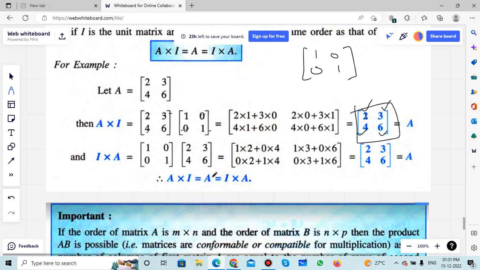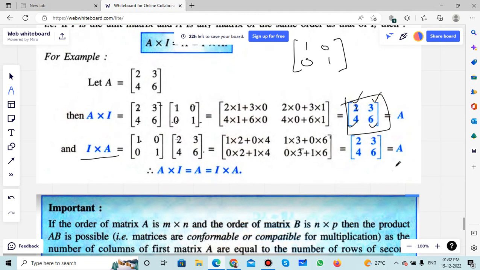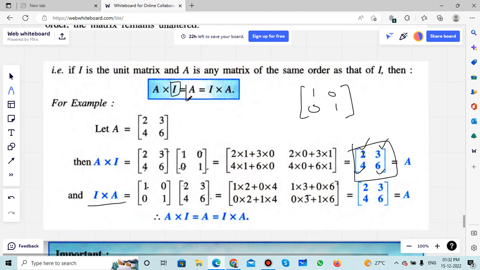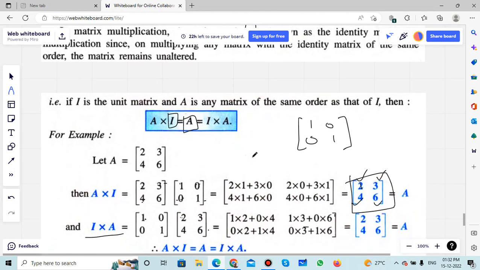But if you multiply the other way around, the identity matrix with the matrix here, then you will also get the same thing. So 1 into 2, 2, and 0 into 4, 0, so 2, right? 1 into 3, 0 into 6, 3. 0 into 2, 0, 1 into 4, 4. 0 into 3, 0, 1 into 6, 6. So we get the same thing. Remember, when the unit matrix is multiplied with any matrix, you will get the same matrix, so it is commutative, we can call it.